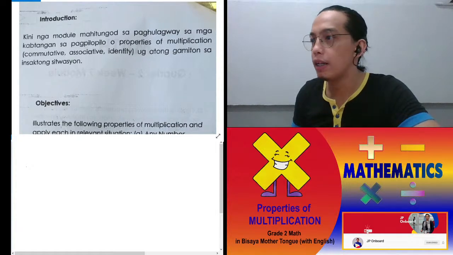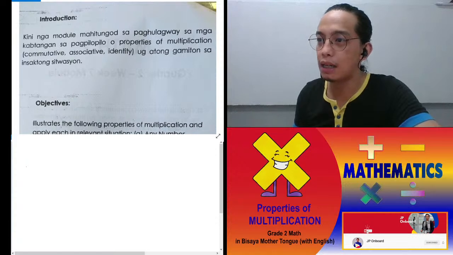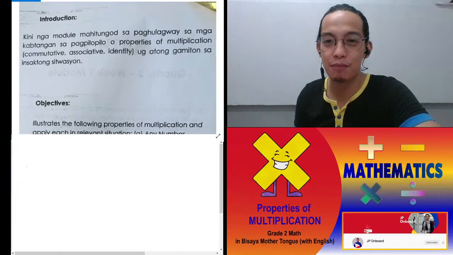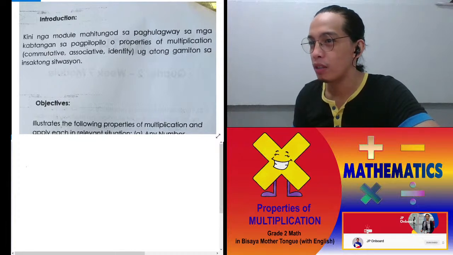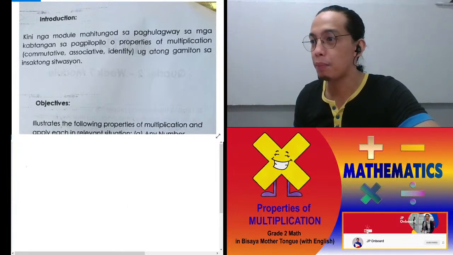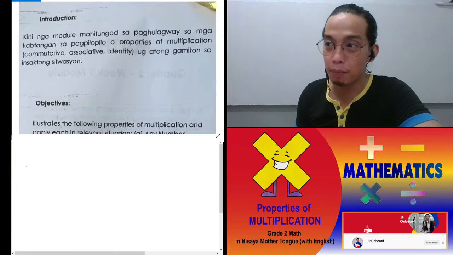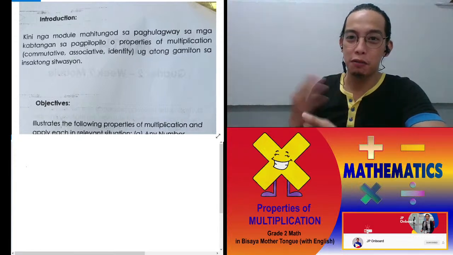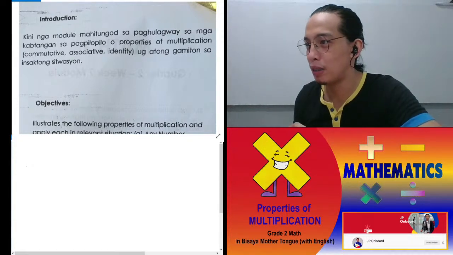So, okay, let's read the introduction. Kini nga module mahitungod sa paghulagway sa mga kabtangan sa pagpilo-pilo or properties of multiplication. That's the translation of properties of multiplication. Kabtangan, so that's properties. Sa pagpilo-pilo, that's multiplication. Pagpilo-pilo, that's like folding and folding.